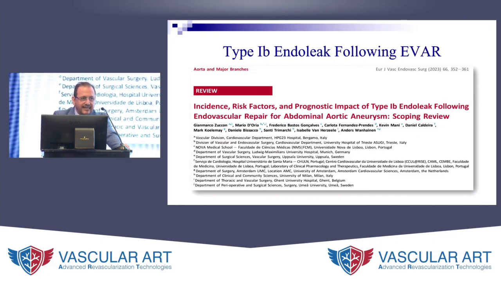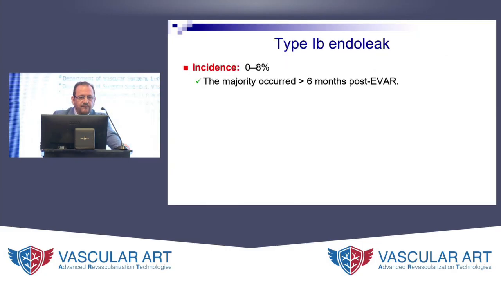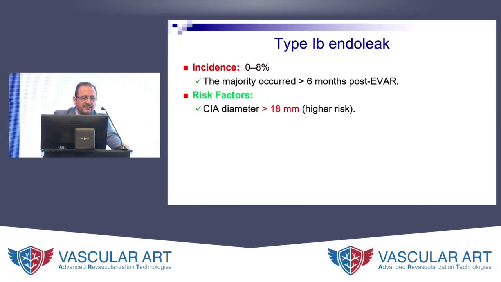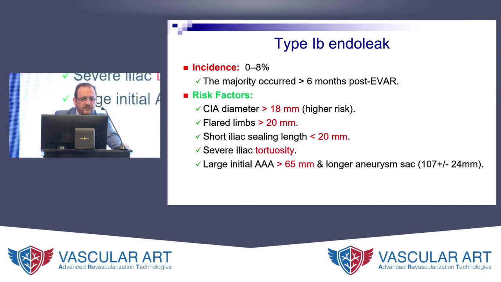There's another paper that looked at the incidence, risk factors and progressive impact of type 1B endoleak following EVAR, and they found an incidence of about 0 to 8%. The majority happen after 6 months post-EVAR. Risk factors were common iliac diameter more than 18 millimeters, a flared limb more than 20 millimeters, a short iliac sealing zone less than 20 millimeters, severe iliac tortuosity, a large AAA more than 65 millimeters, or a longer aneurysm sac more than 107 millimeters. And lastly, inadequate oversizing of less than 10% can end with type 1B endoleak.